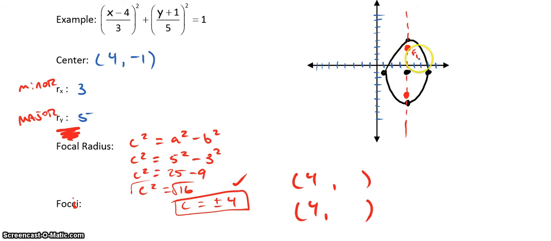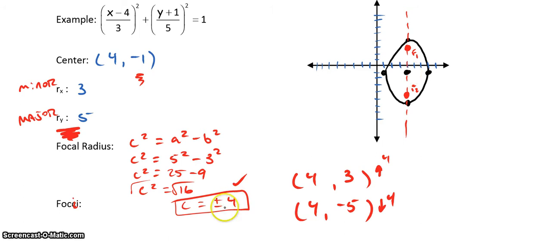Alright, so let's call this F1 and this F2. So from -1, I went up 4, so that puts me at +3. From -1, I went down 4, and that puts me at -5. So to find the foci, we actually went up 4 and down 4 from the y coordinate in my center, and that all came from my focal radius. Now, you can use your graph to decide that, or you can use your addition and subtraction skills to find that. It's up to you. But that's how we find the foci.